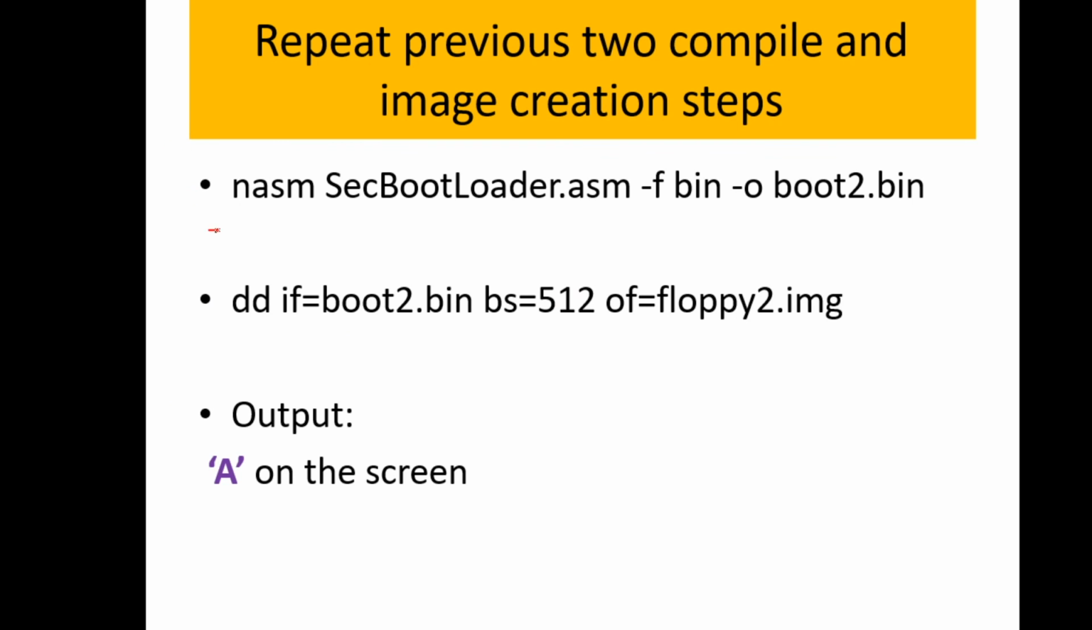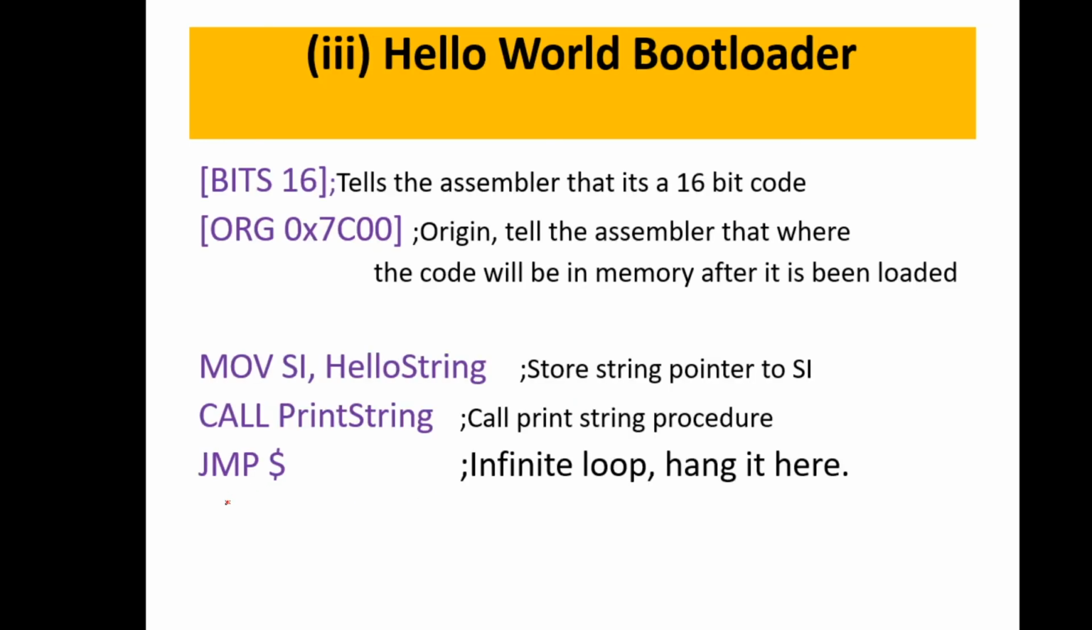So as usual, we have to convert this MASM into a bin file using this command, and the created bin file will be converted to its image file using the dd command. So we have to use these two commands to get it. Then we have to use VirtualBox to load your floppy image into the system, and then you can see this character printing on the screen.